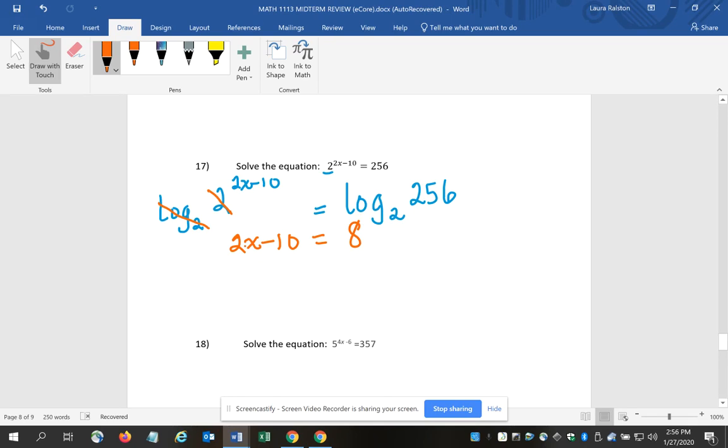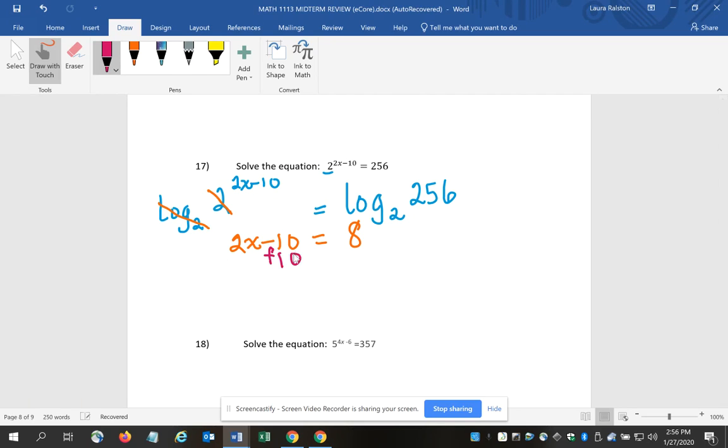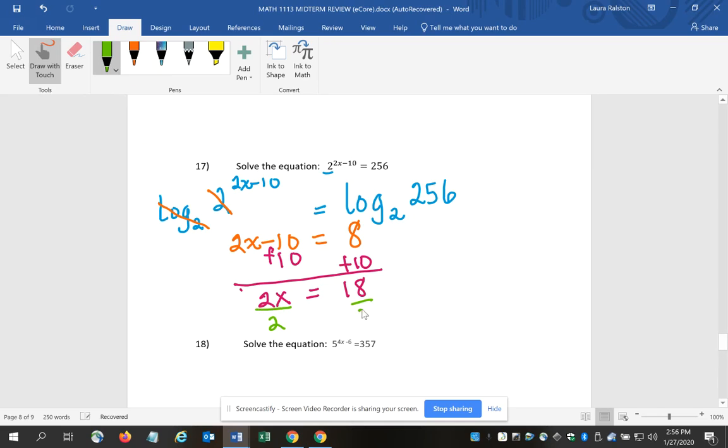So then I have just a good old everyday equation. 2x minus 10 equals 8. And so then I can go about solving that. I can add 10 to either side so that I get 2x equals 18. Then we want to divide both sides by 2 so that x equals 9.